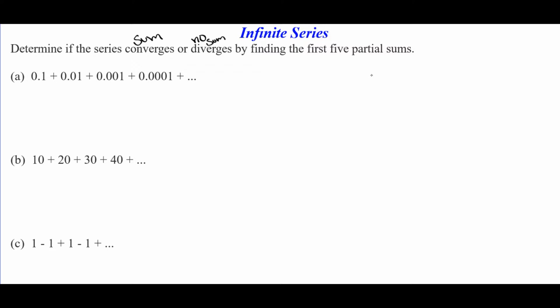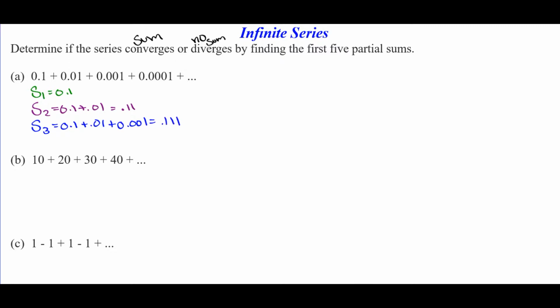We're going to do this by finding partial sums. Remember, we talked about partial sums before. So here on this first example, our first partial sum would just be the first term, so 0.1. And then our second partial sum would be the 0.1 plus the 0.01, which is going to give us 0.11. And then my third partial sum is going to be 0.1 plus 0.01 plus 0.001, which is going to give us 0.111, so 3 ones.